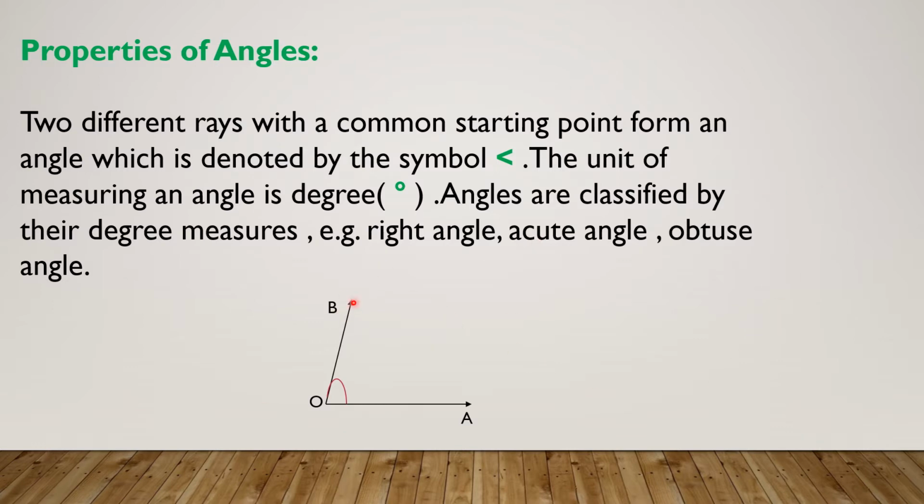So here, what is an angle? Two different rays OA and OB with a common starting point form an angle. That is denoted by this symbol, and degree, the unit of measuring angle, is called what? Degree.